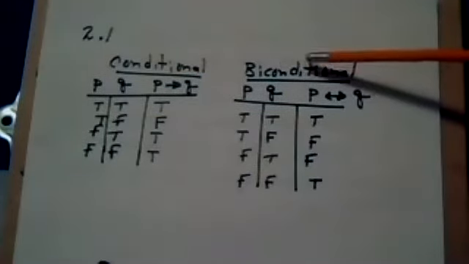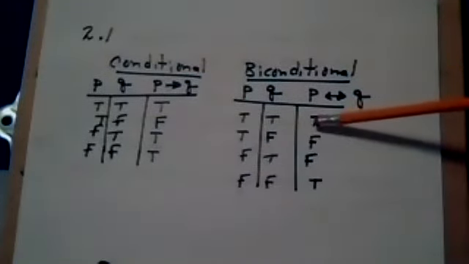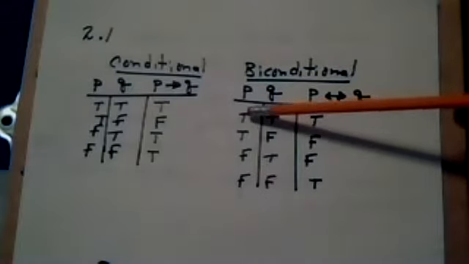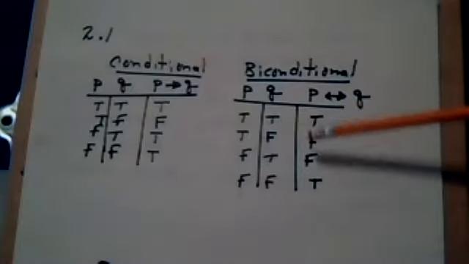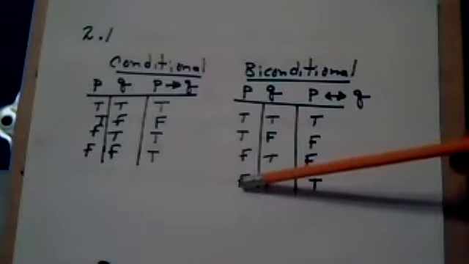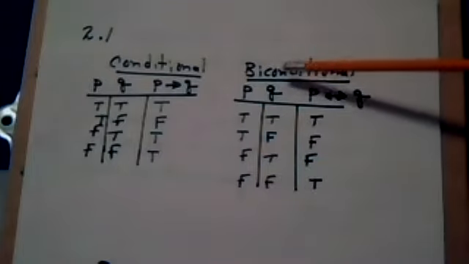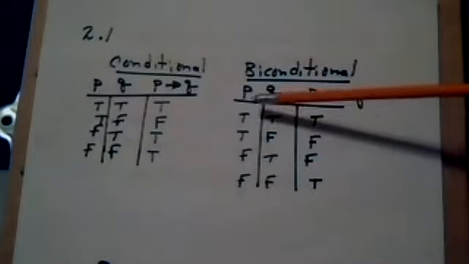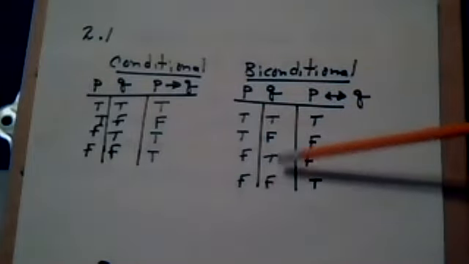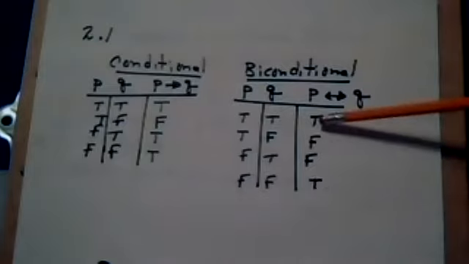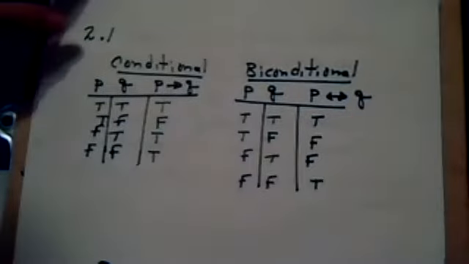The biconditional is true only if both are true, or when both are false. So for the biconditional, if the P and the Q are the same, the result is true. Any other time, it's false.